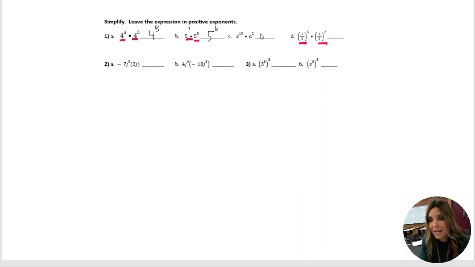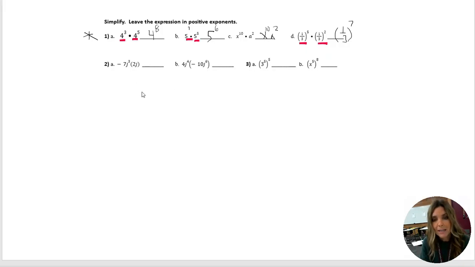Okay, on the next one, there were not like bases here. So really you just needed to simplify that just like it was. There was nothing to do with that one. And then if we have 1/3 to the 5th times 1/3 to the 2nd, that would be 1/3 to the 7th. So multiplying like bases, you keep the base the same, you add the exponents.